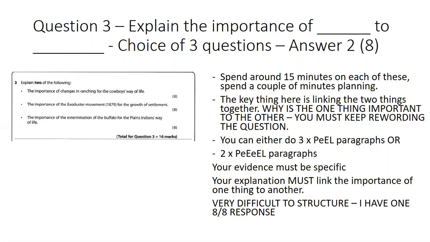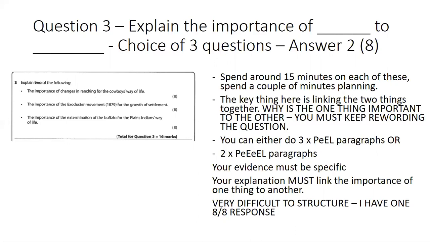The key thing here is linking the 2 things together. Why is one thing important to the other? So you must keep rewording the question. Now you can either do 3 PEEL paragraphs or 2 PEEL paragraphs. It's up to you. But what is important is your evidence is specific. Your explanation must link to the importance of one thing to another. It is very difficult to structure.